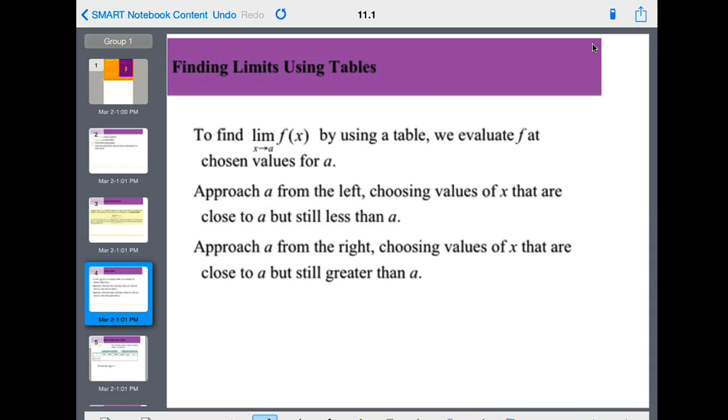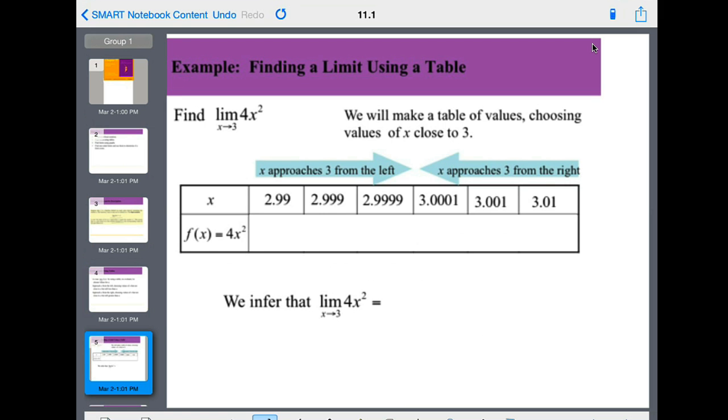So, to find the limit of f of x by using a table, we evaluate f at chosen values of x near a. So we're saying, okay, we're going to look here, we're going to look here, we're going to look at different values as you go. As x approaches a from the left, we choose values of x that are close to a but still less than a. As x approaches a from the right, we choose values of x that are close to a but still greater than a. So for example, here's a problem. We're going to find the limit of 4x squared as x approaches 3. We make a table of values.